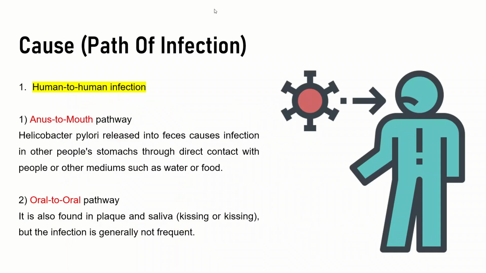Let me tell you about the cause. First, there is human-to-human infection, through the fecal-oral pathway and the oral-oral pathway. In the case of the fecal-oral pathway, Helicobacter pylori released into the feces causes infection in the human stomach through other mediums. The oral-oral pathway is not common, but it can also be infected through kissing.